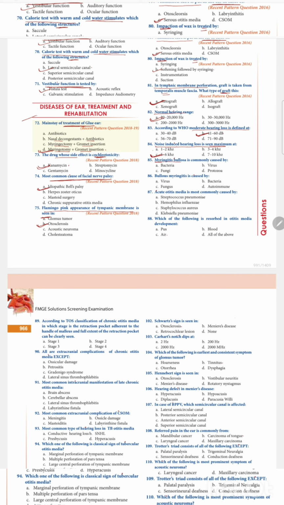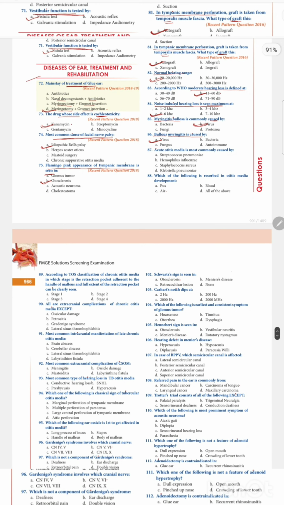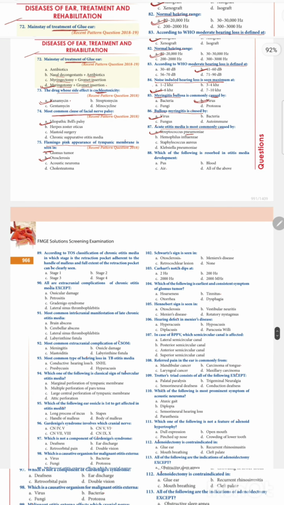Myringitis bullosa is commonly caused by a virus. Acute otitis media is most commonly caused by Streptococcus pneumoniae. Which of the following is reabsorbed in otitis media development? Pus, blood, air, all of the above. Air.